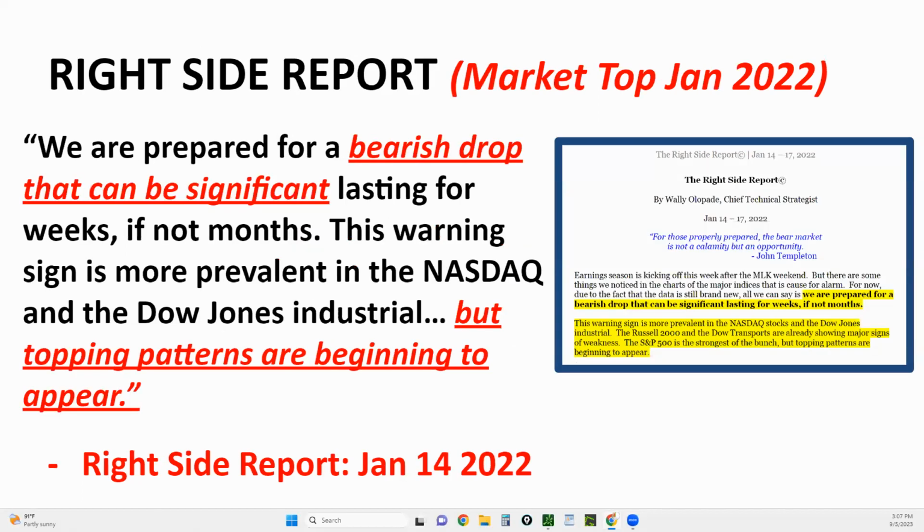Here is where we pointed out that the overall market was getting ready to drop big, and said we are prepared for a bearish drop that can be significant, lasting for weeks, if not months. Top-end patterns are beginning to appear. We could see these things ahead of time.